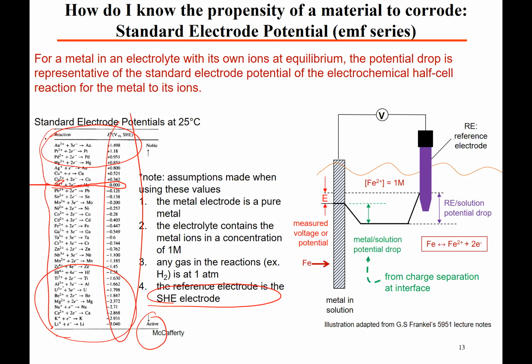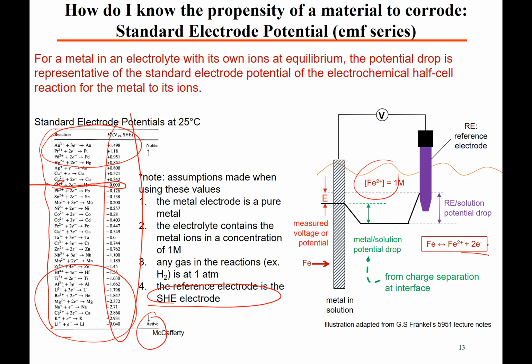And so what are the conditions in which we're doing all these tests? Here you have, let's say, an example of iron going to iron 2+ and 2 electrons. When we measure these potentials, what we're really saying is I have a pure metal, I don't have any impurities, which of course we know is not realistic.